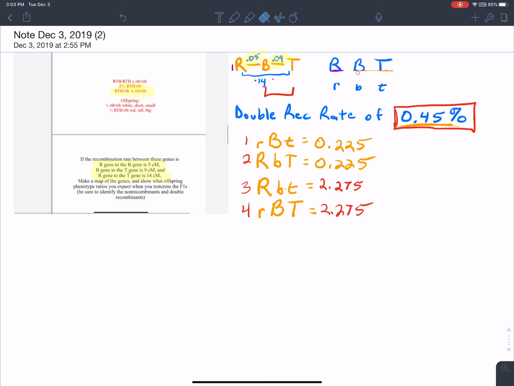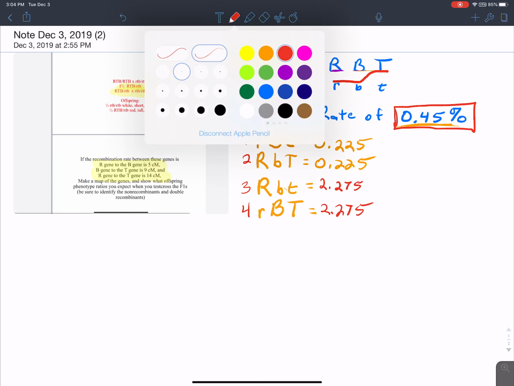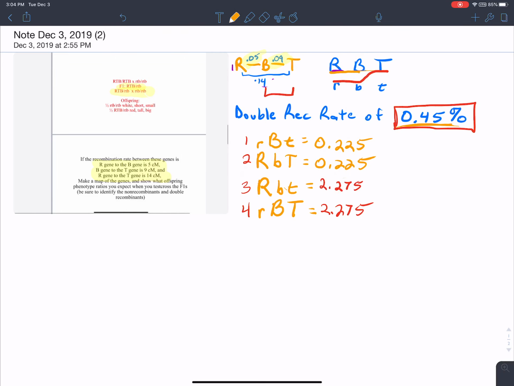Sorry this is taking me so long, but I'm figuring it out as I go. So now imagine this one going here to here, then recombining to go up to there. Then the top one is going here and here, recombining to go down to here. So now we have a recombination between B and T. It tells us right here that this is happening at 9%. So 9% minus the double recombination rate of 0.45. That gives you 8.55%.